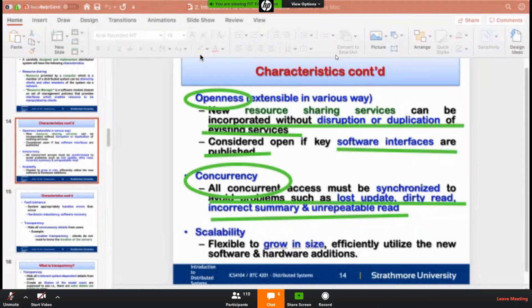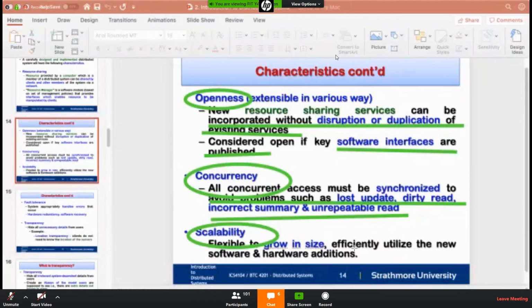The other part of this concept is scalability. Scalability means that your distributed system can grow in size, and while it is growing, it can still efficiently utilize software and hardware additions. Now, supposing we were 100 people connected on a server, okay? A distributed system simply says that I can add more people without each one of us feeling a strain or degradation in performance. Now, that means, therefore, that like we said in openness above, software and hardware additions must be possible.